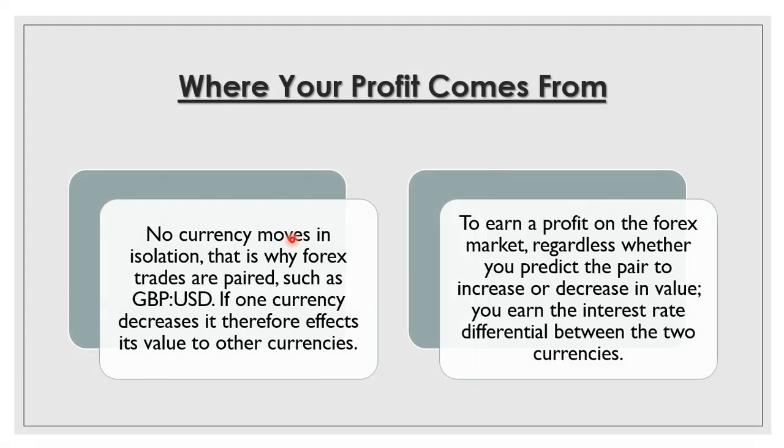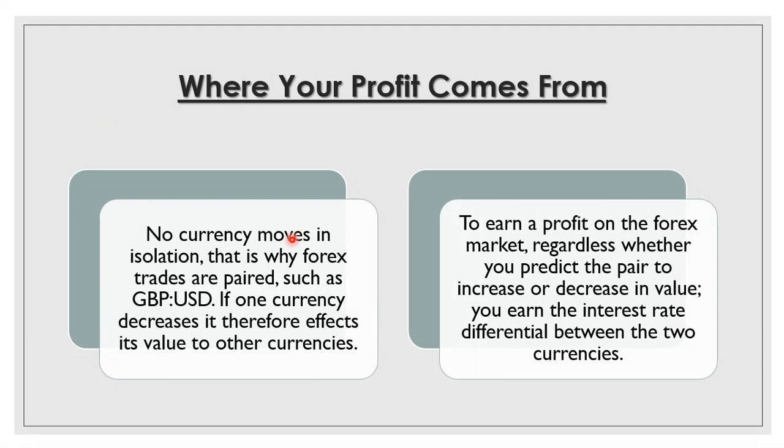Now, one of the common questions we get is, why are the currencies paired, and where does my profit actually come from? As it sounds very simple to buy low, sell high. So the idea is that no currency moves in isolation. That is why Forex trades are paired, such as GBP USD. Now, if one currency decreases, it therefore affects its value to other currencies. So for example, if the GBP or the pound was to get weaker, it will therefore have a knock-on effect to a whole host of other currencies, like the dollar, for example. So that's why there are a lot of pairings throughout.